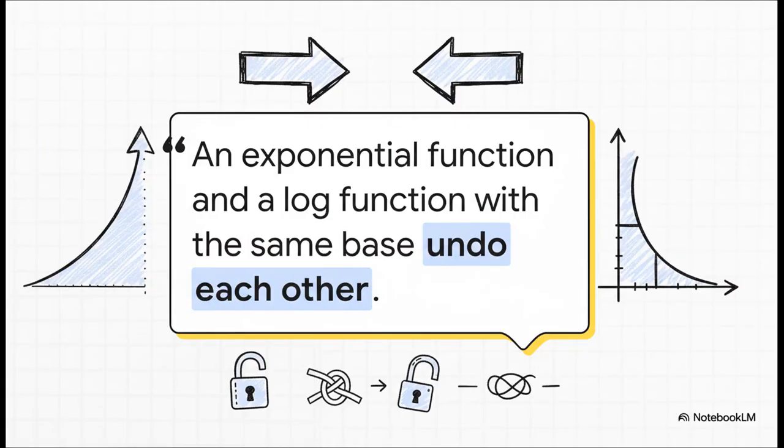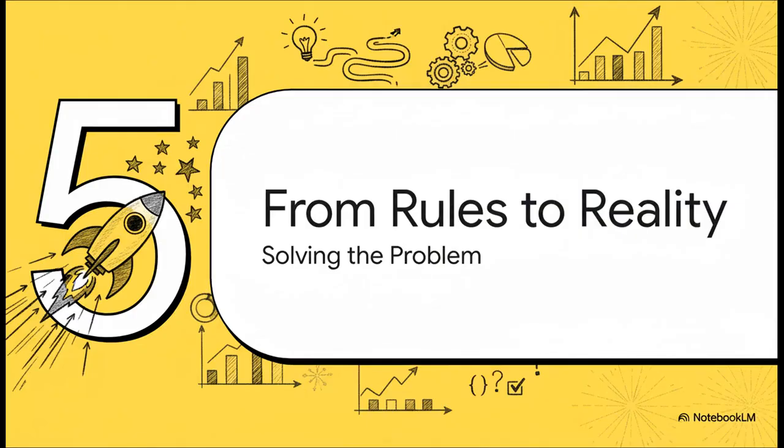And here is their secret power. This is the whole point. Just like division undoes multiplication, a logarithm undoes an exponential function as long as they have the same base. They're inverse operations. They are designed to cancel each other out. And this is how we're going to free our variable. All right, so now that we have our ultimate unlocking tool, let's go back to our investment problem and finally solve it. You're about to see just how elegant this whole thing is.